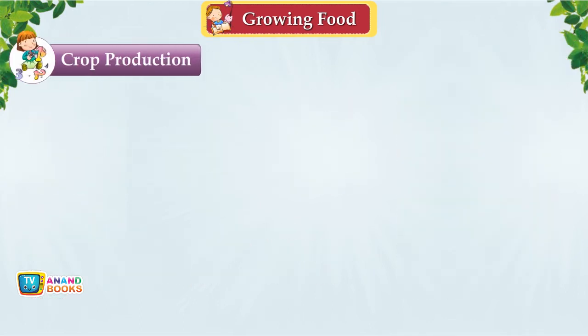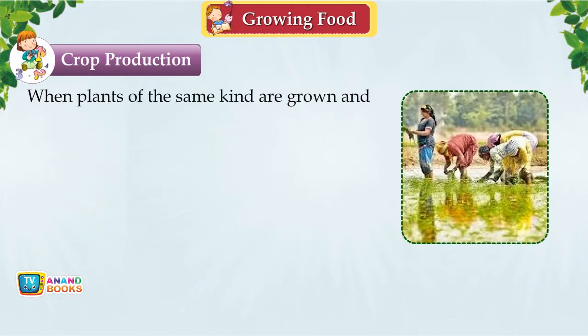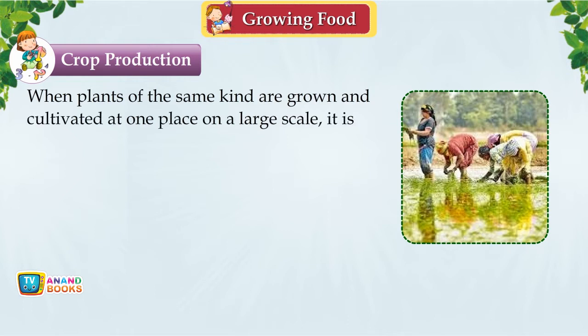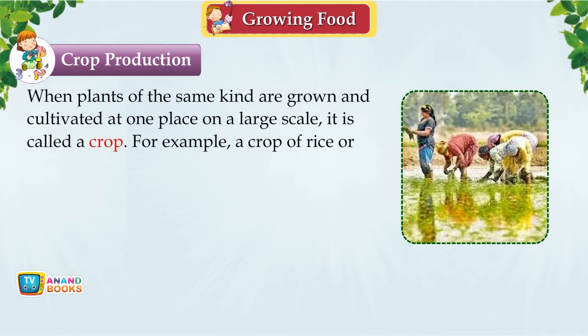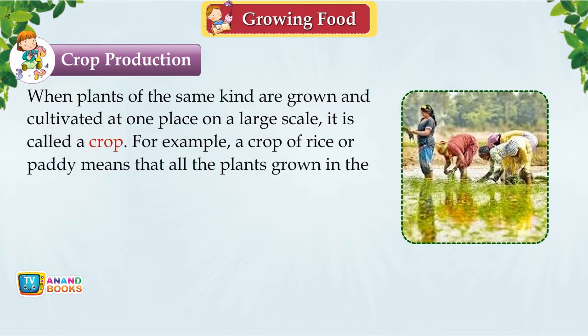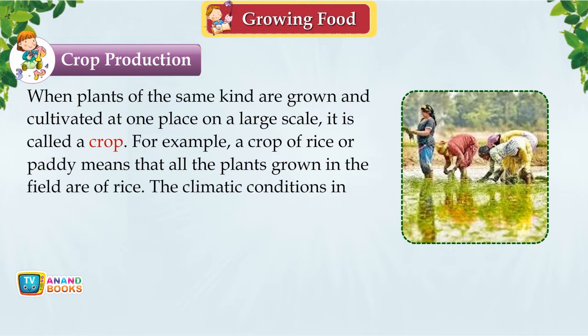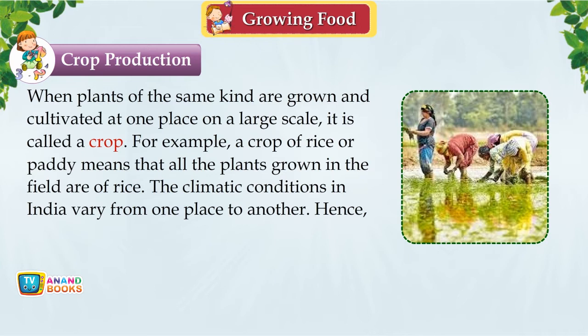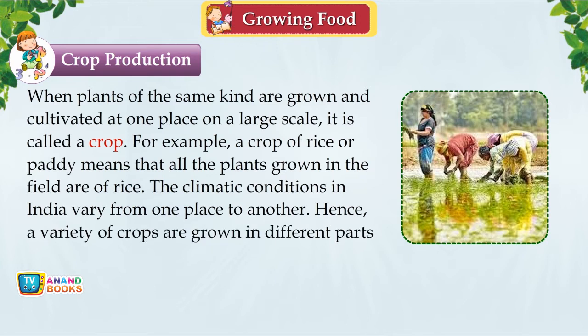Crop production. When plants of the same kind are grown and cultivated at one place on a large scale, it is called a crop. For example, a crop of rice or paddy means that all the plants grown in the field are of rice. The climatic conditions in India vary from one place to another. Hence, a variety of crops are grown in different parts of the country.